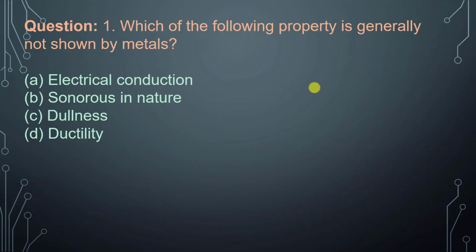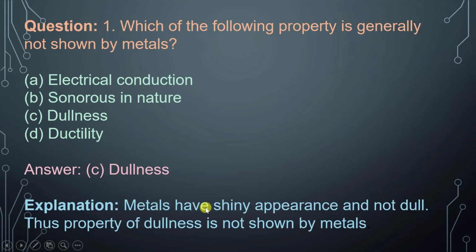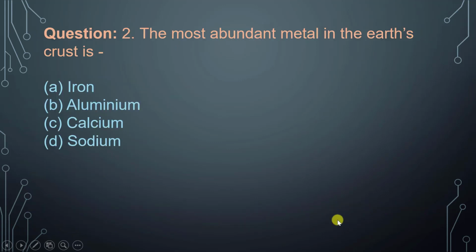So let's start the practice MCQs. First MCQ: which of the following properties is generally not shown by metals? इनमें से क्या प्रॉपर्टी है जो मेटल्स में नहीं होती है? इलेक्ट्रिक कंडक्शन होता है, यस. सोनोरस इन नेचर होती है, यस. डलनेस होता है, यस. नहीं, शाइनी होती हैं, यही तो याद रखना है. डक्टिलिटी, यस. सो आंसर क्या होगा हमारा? डलनेस. एक्सप्लेनेशन देखते हैं. मेटल्स हैव अ शाइनी अपीयरेंस एंड नॉट डल. Thus, the property of dullness is not shown by metals.